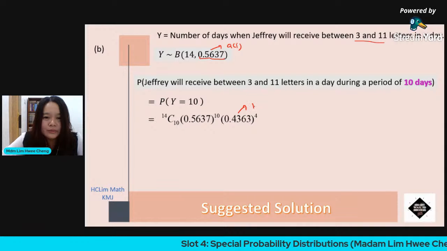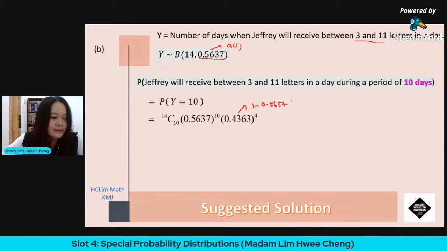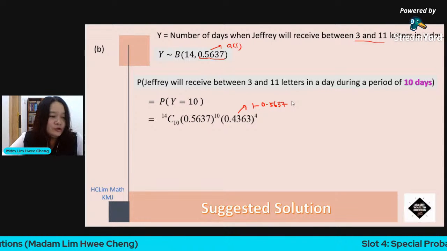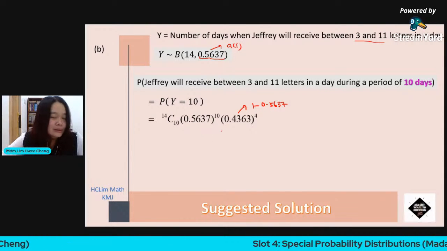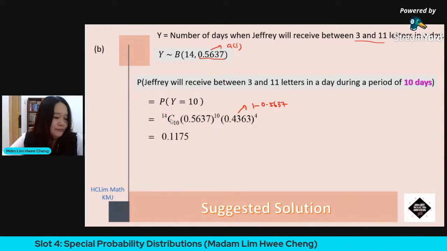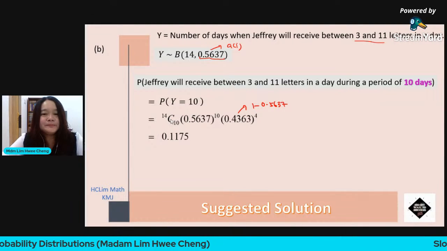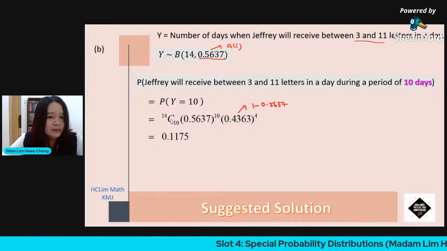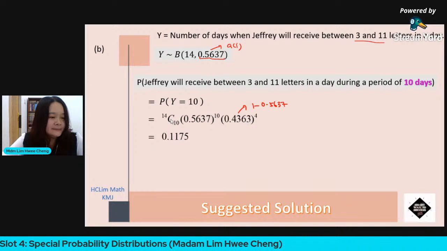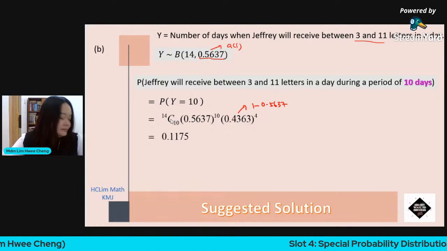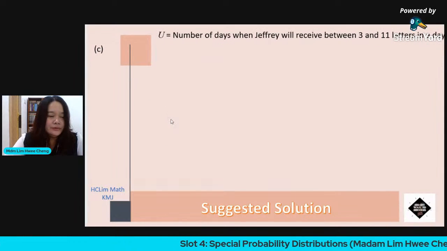This value is 1 minus 0.5637, so 0.15637. You have to calculate, so make sure your calculator has battery. Calculating this is not easy. This is the binomial coefficients. So you read, and you will get 0.1175. Since this is out of the range or the limitations of the table value of P, you can use the formula to calculate. Okay, good.